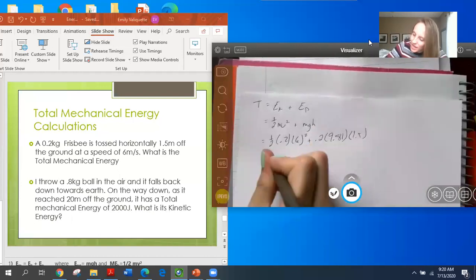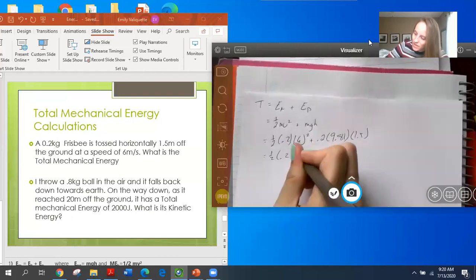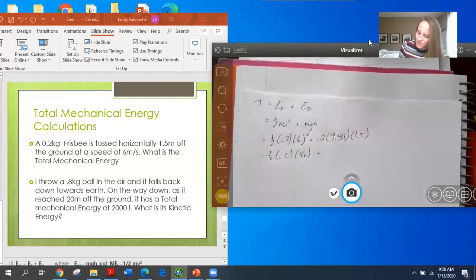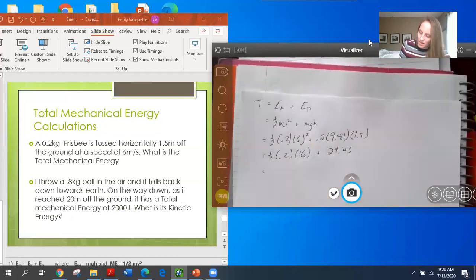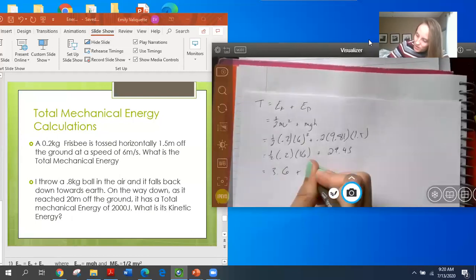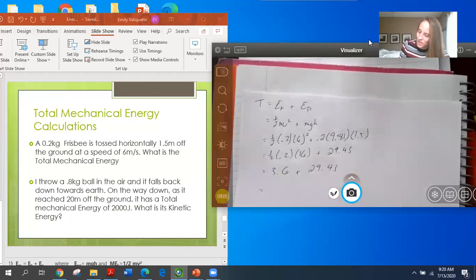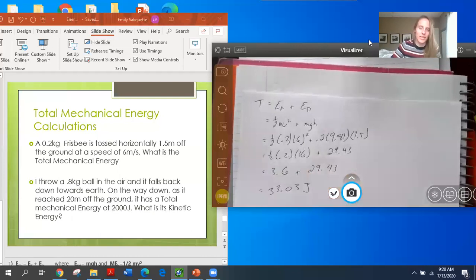So 1/2 times 0.2 times 36 plus 2 times 9.81 times 1.5 is 29.43. 0.5 times 0.2 times 36 is 3.6, plus 29.43 is 33.03 joules of energy in total.